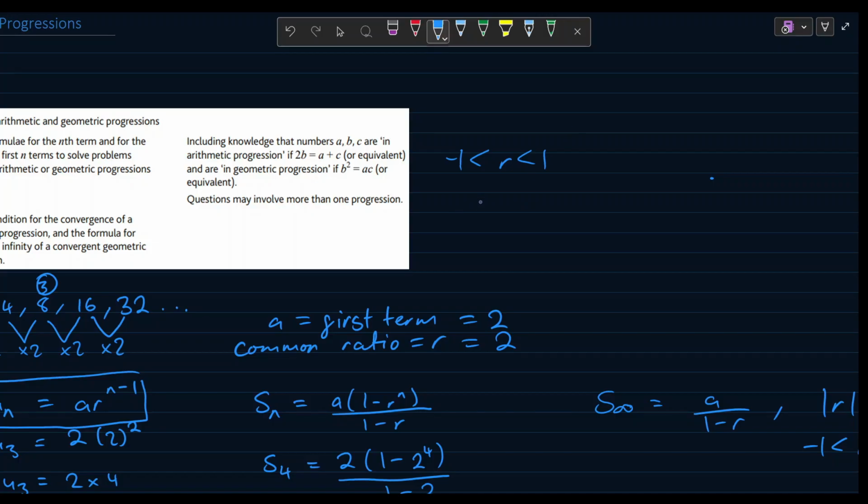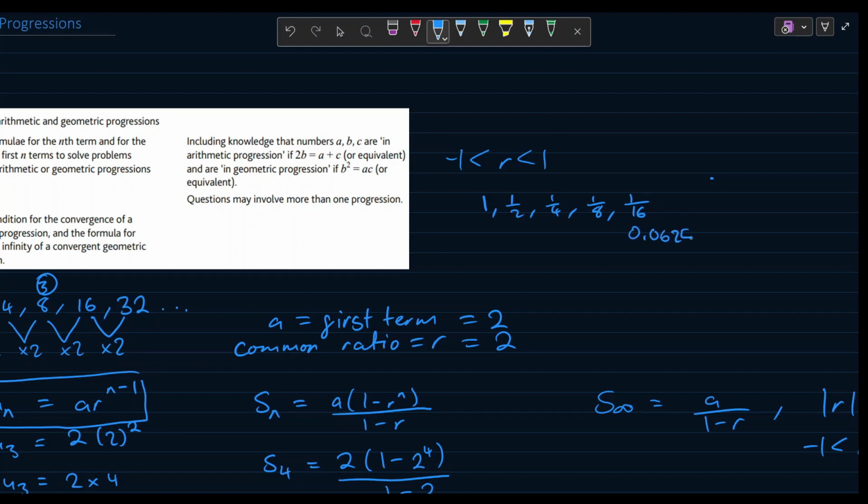So say for example we've got our first term is 1, and then our common ratio is half. It means 1 times half we get half, times half we get a quarter, times half we get 1 over 8, times half we get 1 over 16. So I'm not going to keep doing this, but 1 over 16 is 0.0625.